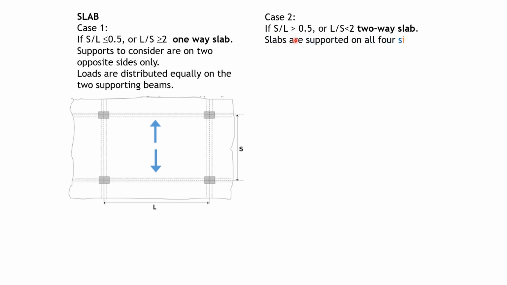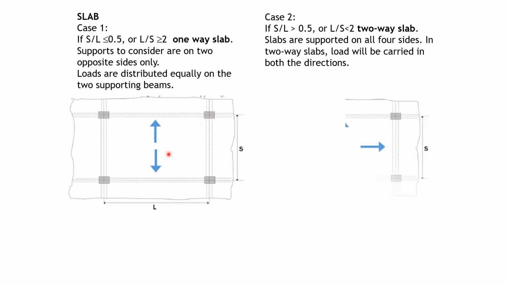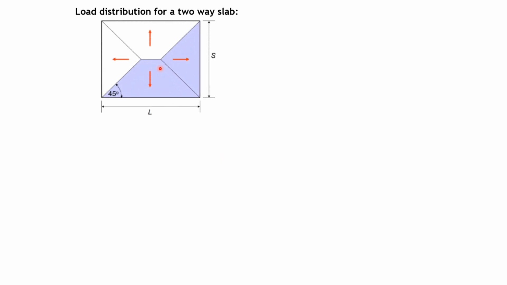Case 2, if S over L is greater than 0.5 or L over S is less than 2, it is considered two-way slab and the loading would look like either triangular or trapezoidal. So we have to draw 45-degree lines like this or here, 45 degrees, 45 degrees. So that would be the loading in two directions. So load distribution for a two-way slab, that would be the distribution for two-way slab.